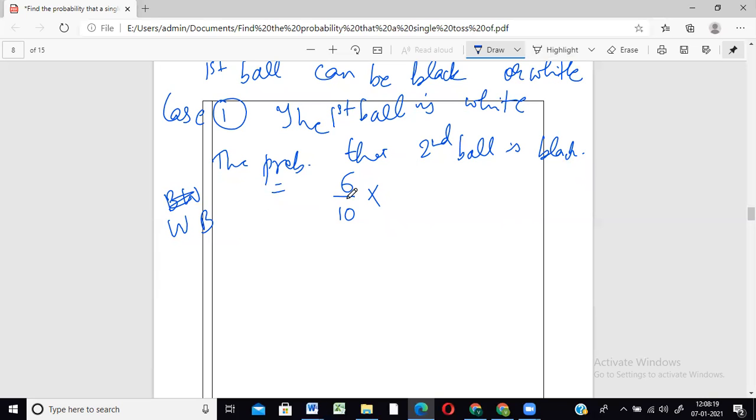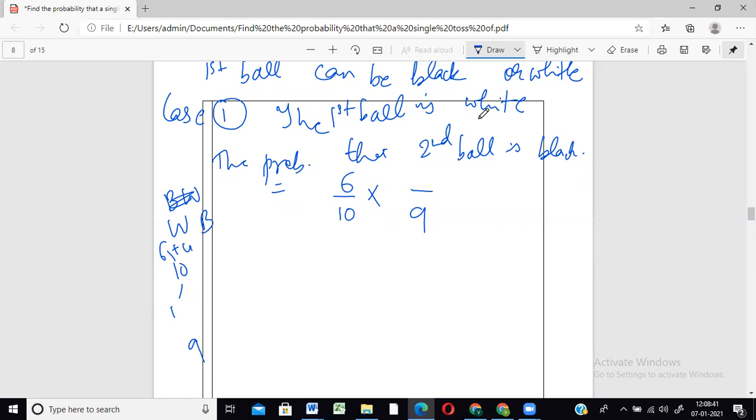So now see, there were 10 balls, and out of them 6 white and 4 black were there. So out of 10, 1 white is already picked up. Now how many total balls remain? 9 balls in total remain, correct? And what is the probability that the second ball is black? Now see, initially the picked one was white. So you need not reduce this number to 5.